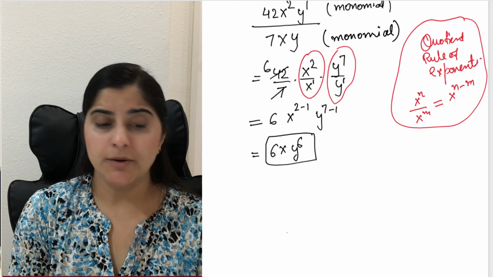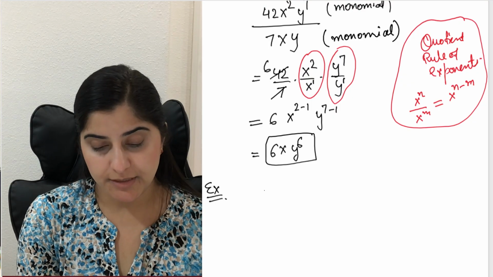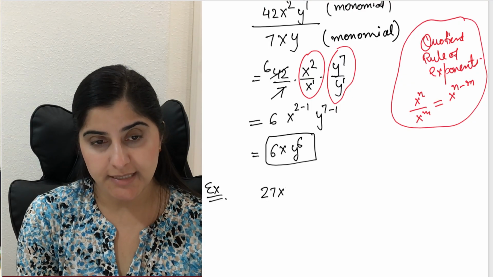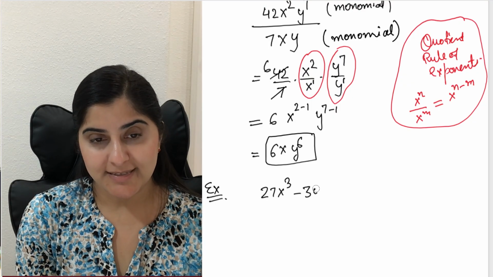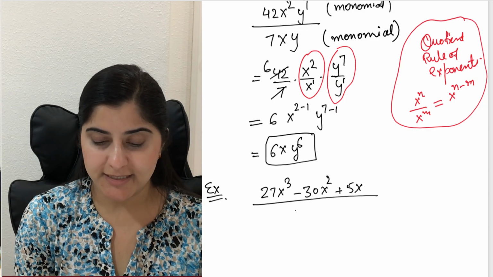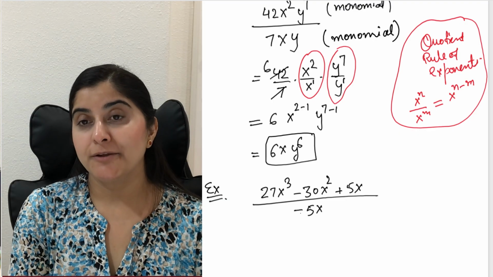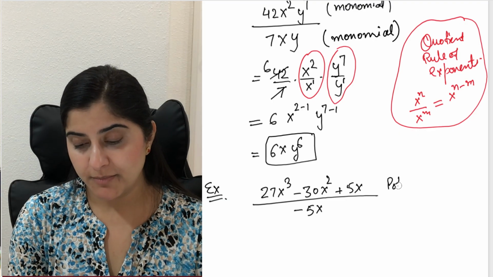And now if you have a polynomial with more terms in the numerator, for example 27x cubed minus 30x squared plus 5x, and let's divide this by minus 5x. So we are dividing a polynomial by a monomial.